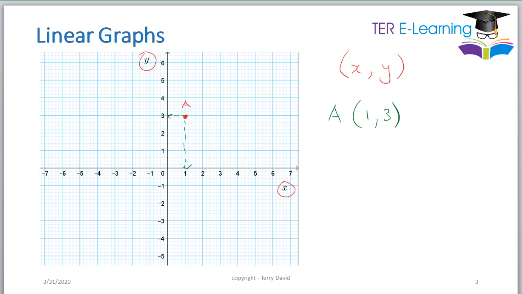Now let me ask you a question. What is the coordinates of the point B? Right? What are the coordinates of the point B? Let me see what you all give me.